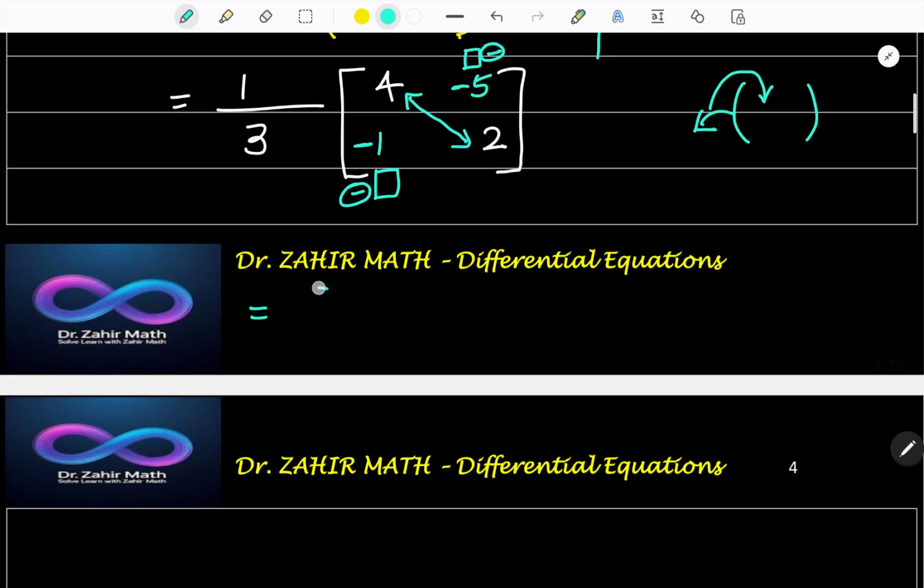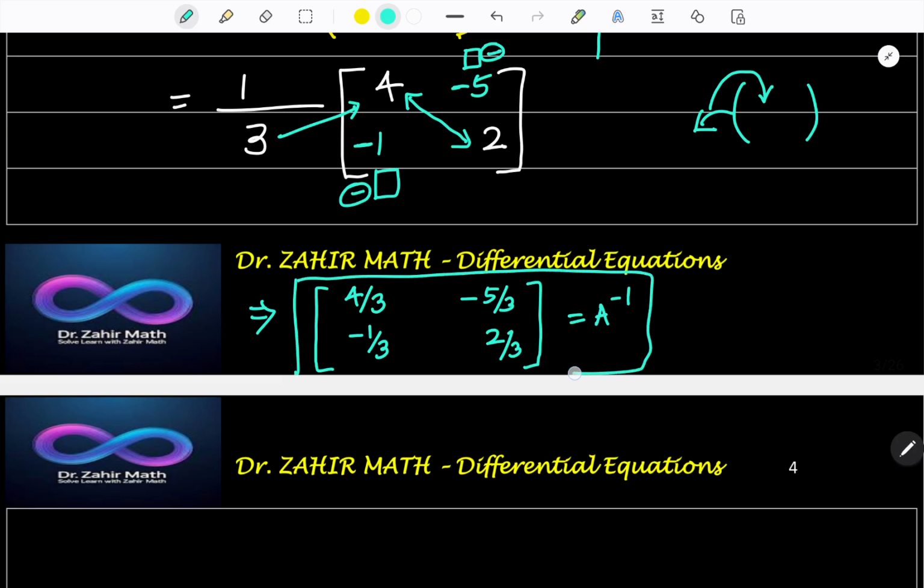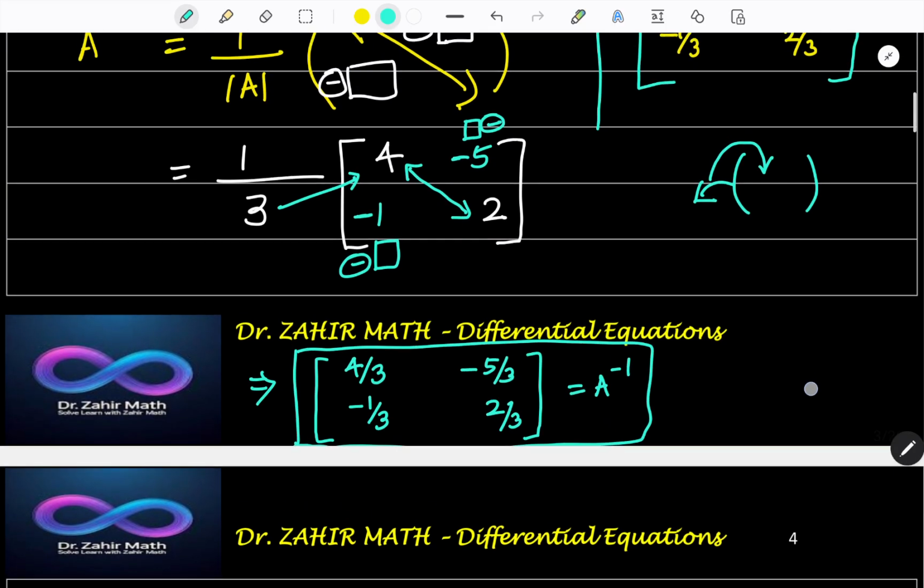So this is equal to, what I'm going to do, this 3 should be divided inside. So 4 over 3, negative 5 over 3, right? Minus 1 over 3 and 2 over 3. This is your answer, A inverse for a 2 by 2 matrix. Now we want to make sure this answer is correct or not.